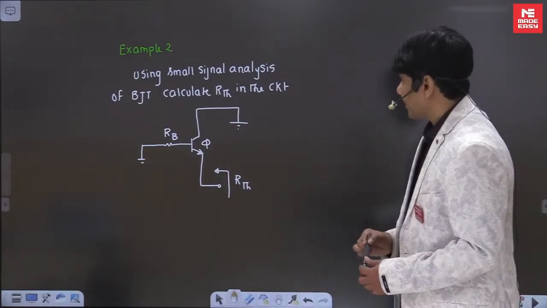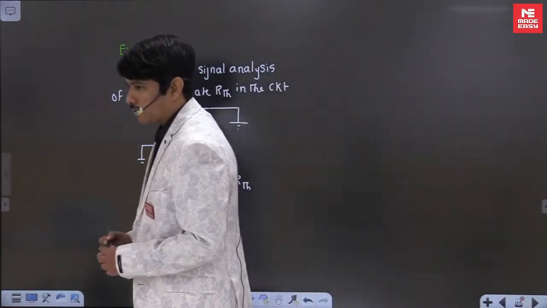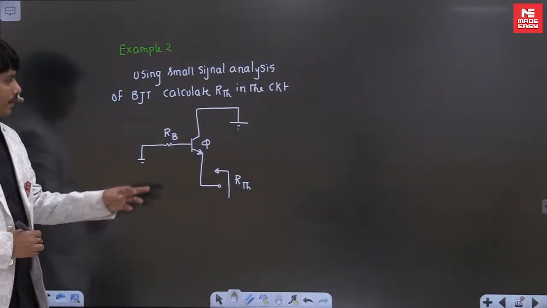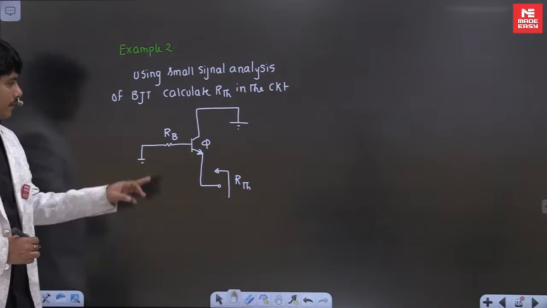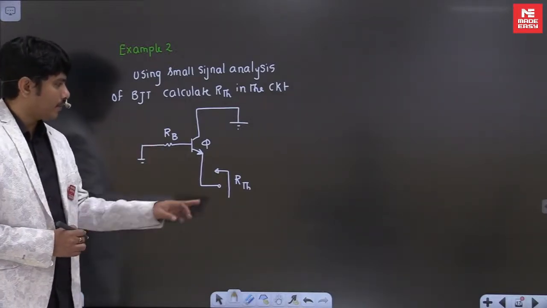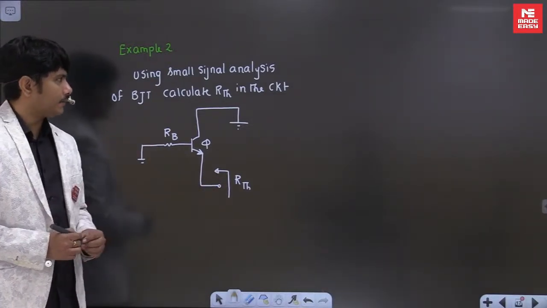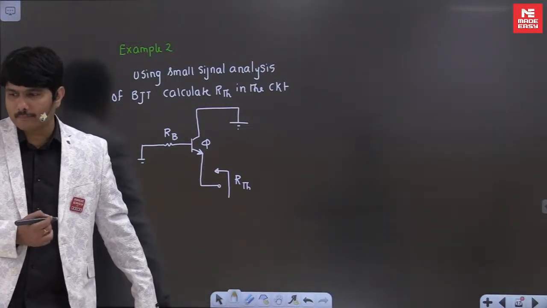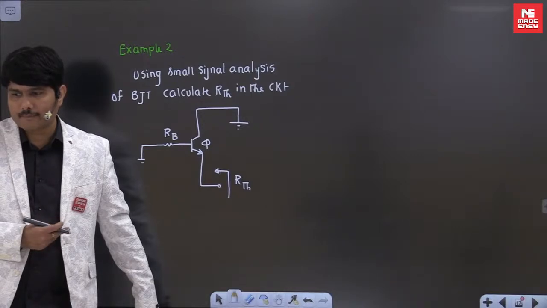This type of question may be expected in GATE exams. Let's see how to solve this question using small signal theory. You see here they have given a transistor. They have given some RB in series to ground. Here R Thevenin is asked. This type of problem is very interesting to solve. I'll take an example of how simply I can solve this type of question.